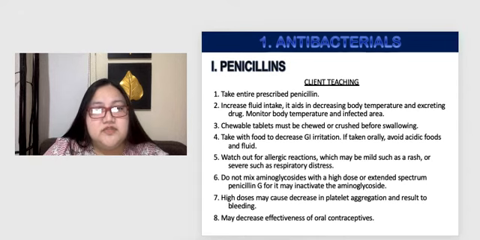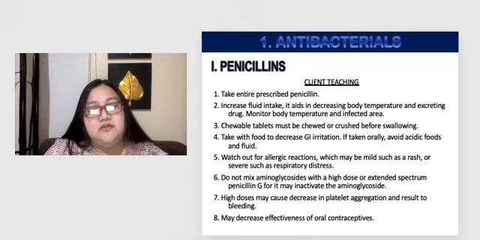Also, you have to increase fluid intake. If you have an infection, no, you might have fever also. It may aid in decreasing body temperature, and also increasing fluid intake will hasten excreting the drug. It's important that you monitor your body temperature, syempre, no, especially the infected area.